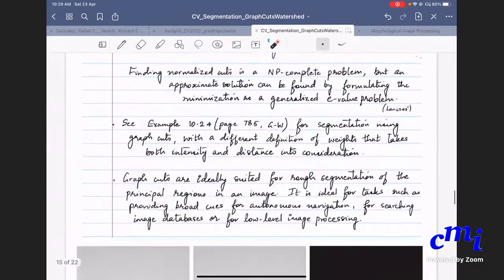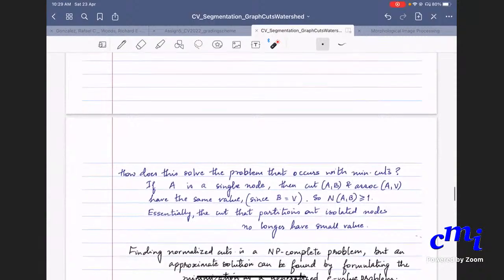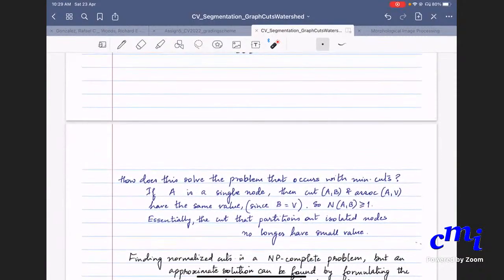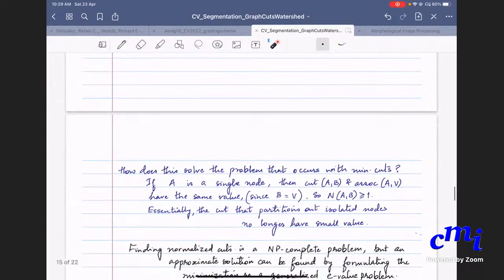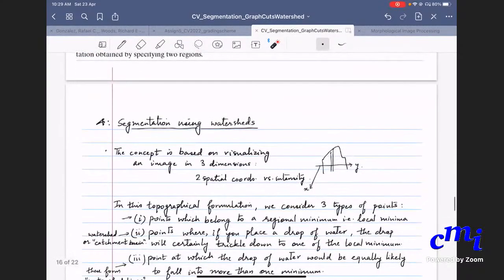Yeah, so another thing I must remark is that nowadays when you use graph cuts, it is mostly the normalized graph cuts that is used. Nobody uses the basic graph cut algorithm.